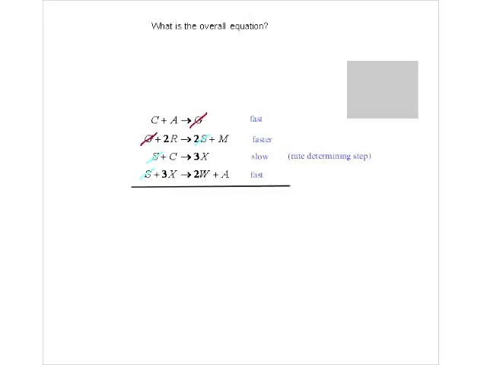What else can cross out? The X's can cross out. Now there's 3 on that side. There's 3 on that side. Is there anything else that can cross out? The A's.